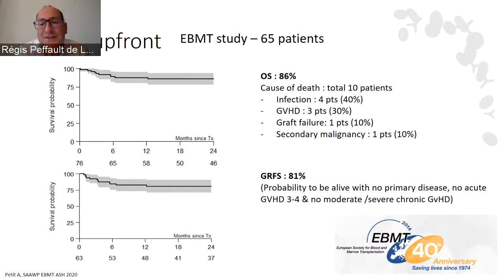So these are the results we got, and that is going to be presented at ASH this year, retrospectively on a higher number of patients. The median age of this series is about 20 years, so mainly young patients. And then you can see here using upfront matched unrelated donor in Europe. This is an EBMT study. It is giving quite good results.